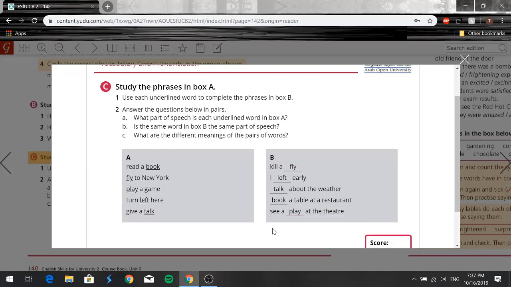Okay? Now let's read the two phrases in each box. So box A, we have read a book, fly to New York, play a game, turn left here, and give a talk. B, kill a fly, I left early, talk about the weather, book a table at the restaurant or at a restaurant, and see a play at the theater. Okay?